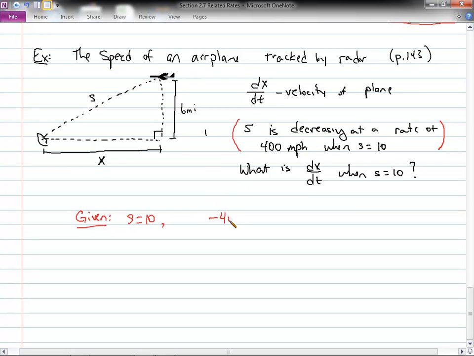What is negative 400? Exactly. It is how fast s is changing, and why is there a negative there? Yeah, it's getting closer, but the key word here is decreasing. Decreasing tells us that the derivative is going to be negative. When a derivative is negative, that's when it's decreasing, or vice versa. Okay? All right, what do we have to find?